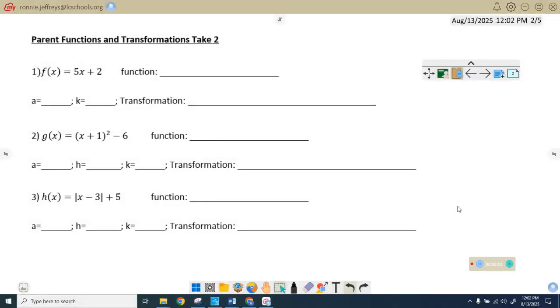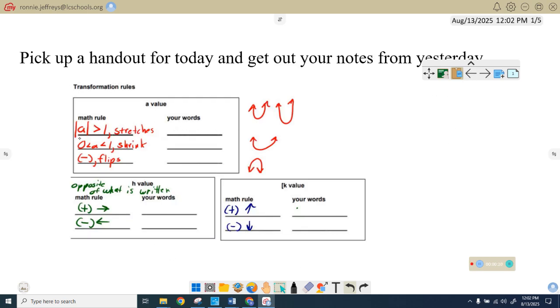All right, we are back here in Mr. Jeffries' Algebra 2 class. We are doing a take 2 of our paired functions and transformations from yesterday. We ran into a little hiccup because I thought it was going to go one way. My students needed another way, so we are going the way they need. So we do have our notes from yesterday that talk about our A, B, A, H, and K.